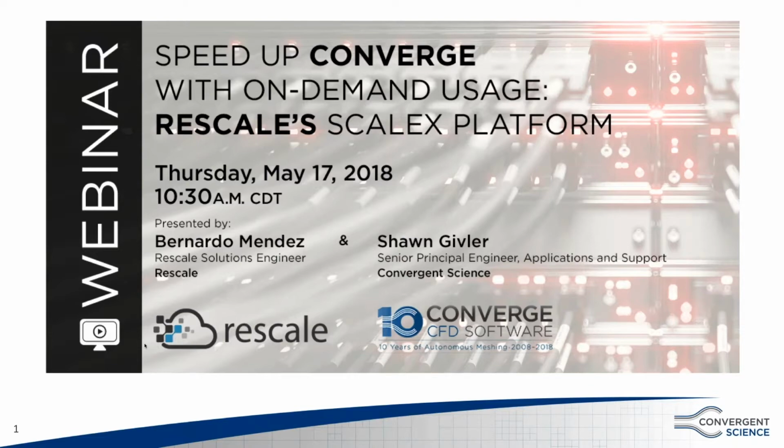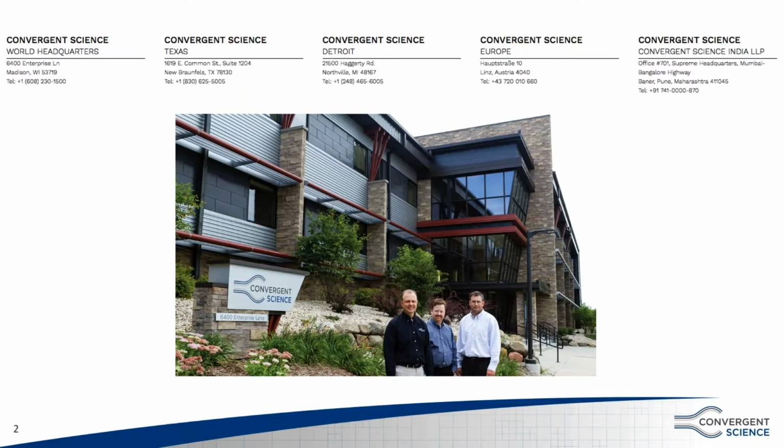So for those that are not familiar with Convergent Science, we were established by graduate students at University of Wisconsin in Madison. And in the picture, there are 3 of the 4 owners at our home base or headquarters, which is also in Madison, Wisconsin. And as of today, we have offices in Texas, which is where I'm located, in addition to the 4th owner, Michigan, Austria, and India, in addition to distribution in Asia through a collaboration with IDAJ.